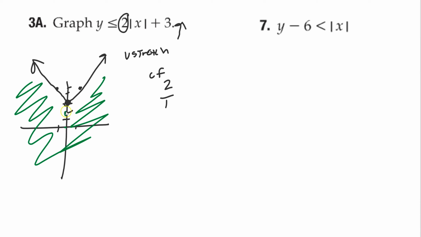Let's pick 0, 1. Plug it in. So 1 is less than 2 times 0 plus 3. 1 is less than 3. That is true, so I did shade the right area. Alright, so either way it works.